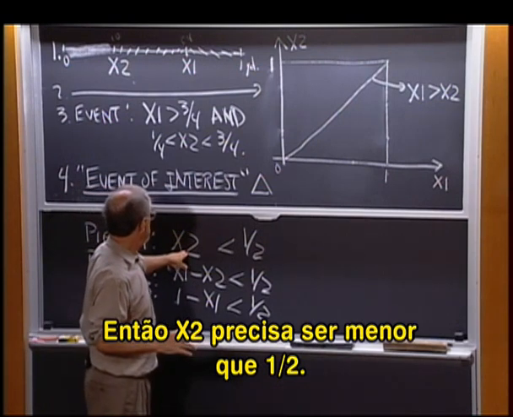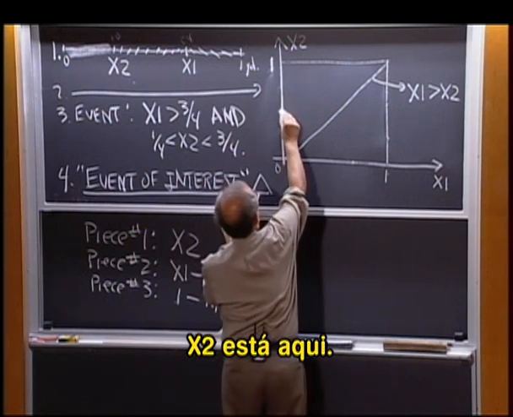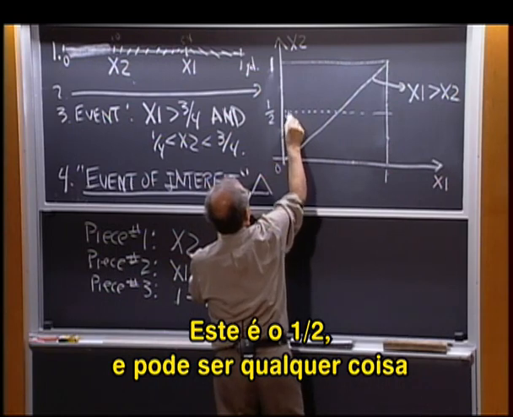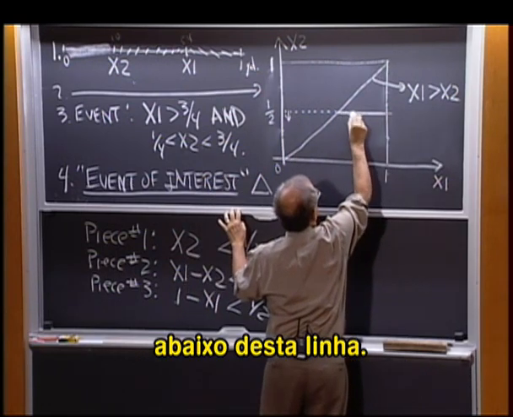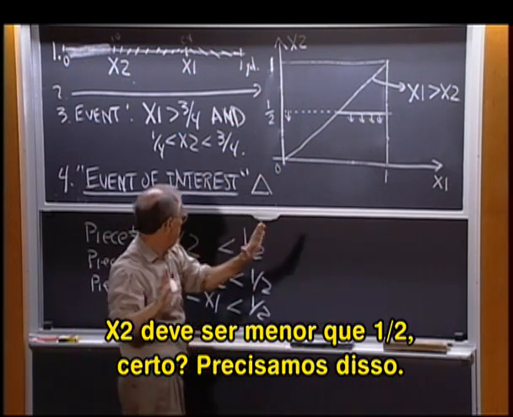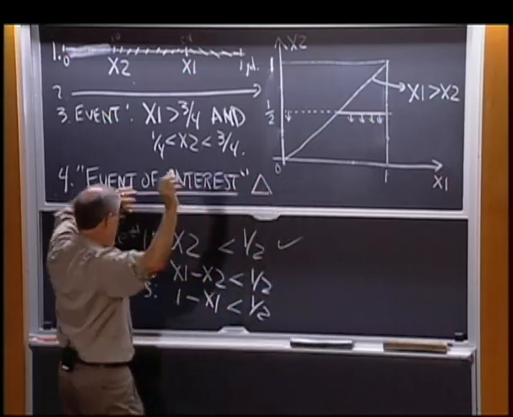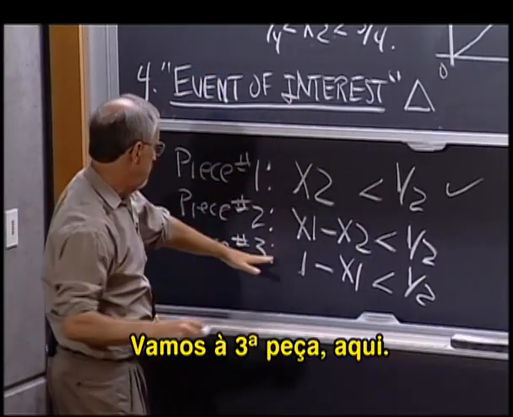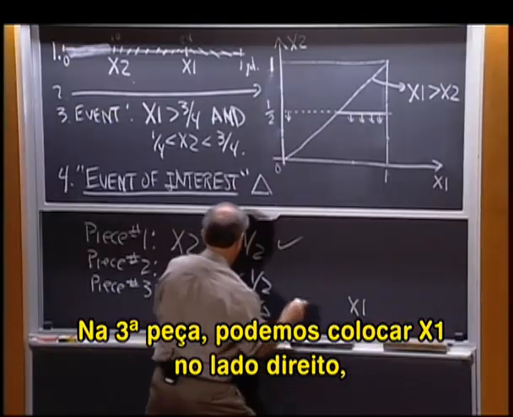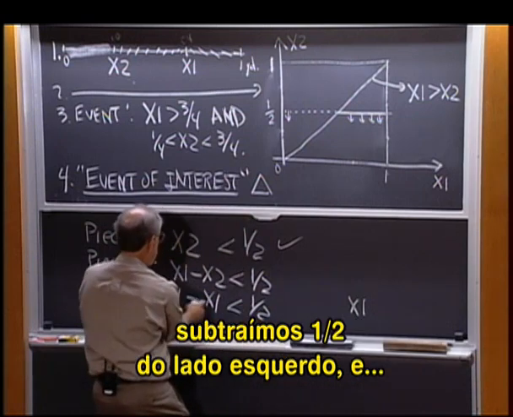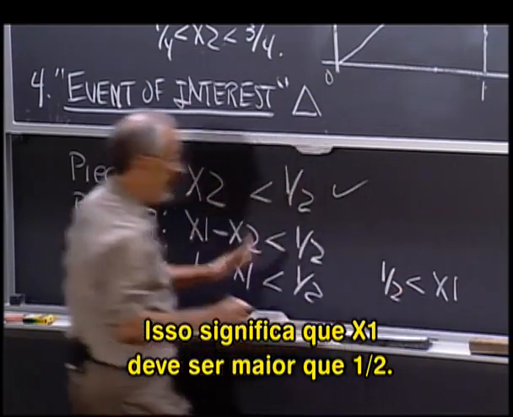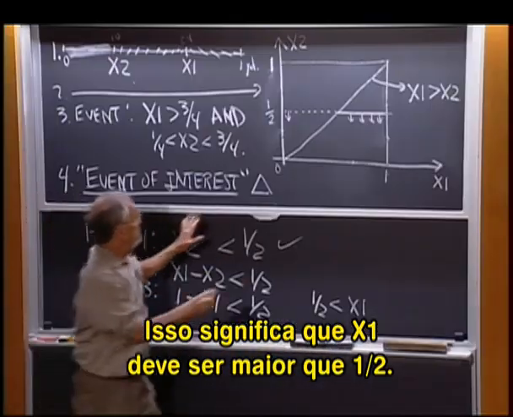Okay, so x2 must be less than a half. So x2 is over here. Here's a half. Anything below this line is okay. So x2 must be less than a half. All right, so we got that. Let's go to the third piece here. For the third piece, we could put x1 on the right-hand side, subtract a half from both sides, and that means that x1 must be greater than a half.